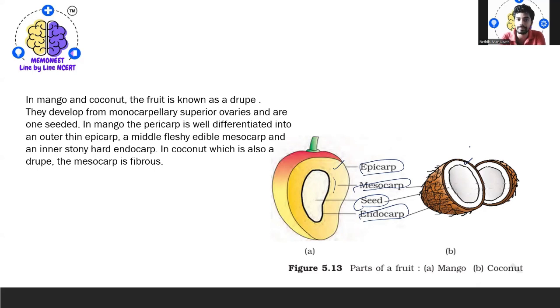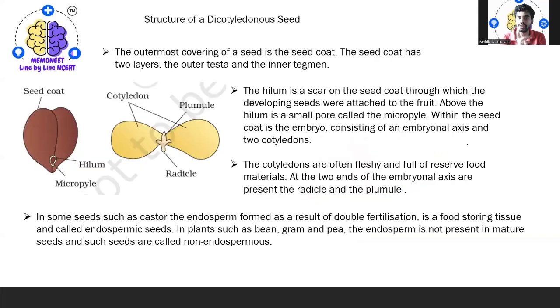In mango, the pericarp is well differentiated into an outer thin epicarp, a middle fleshy edible mesocarp, and an inner stony hard endocarp. In coconut, which is also a drupe, the mesocarp is fibrous, as you can see here. Now we will be seeing the seeds in dicotyledons and monocotyledons. Obviously, we will be studying the structure of the seeds in both.